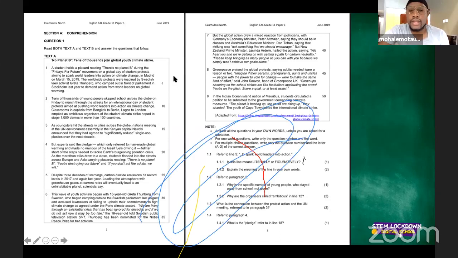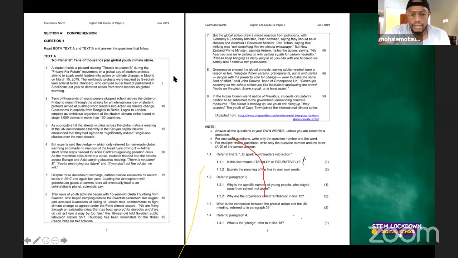"Imagine if their parents, grandparents, aunts, and uncles, people with the powerful vote of change, were to make the same kind of effort," said John Sauven, head of Greenpeace in the UK. "Grown-ups joining the school strikes are like footballers applauding the crowd. You're on the pitch, score a goal or at least assist."